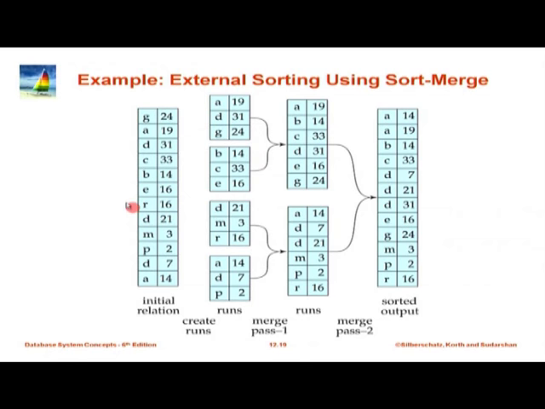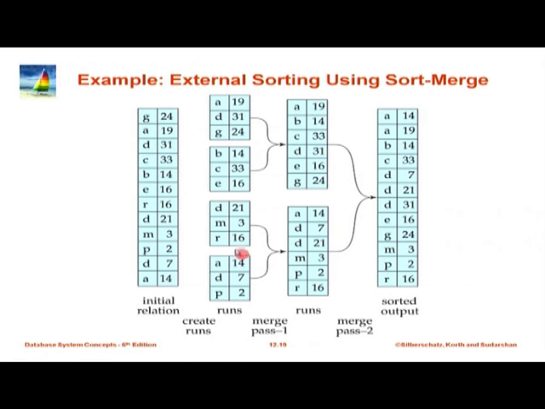Now I read the next 3 records, R, D, and M, and sort those and write it out. So what is the output? DMR. And finally, PDA sorted, what is the output? ADP.